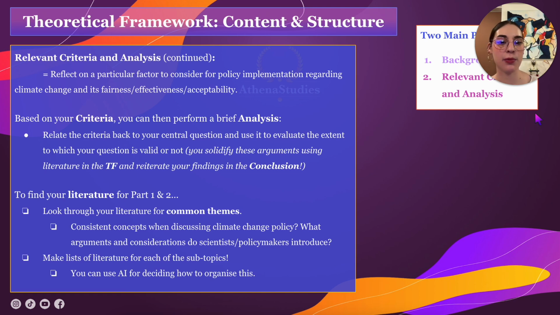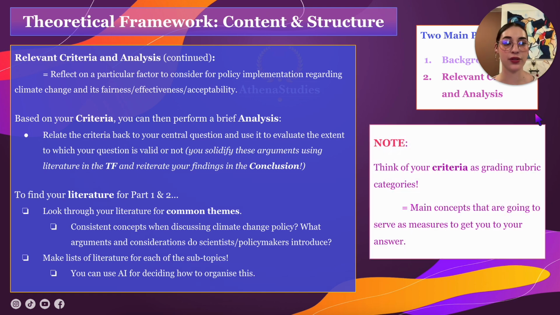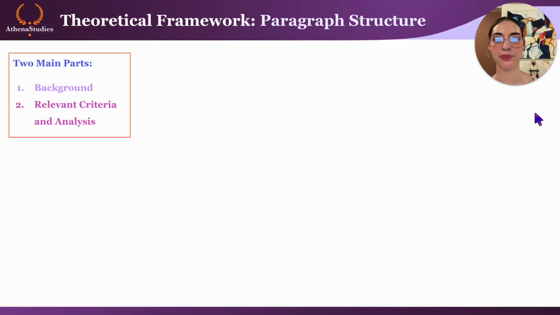And again, as a reminder, your criteria are sort of those grading rubric categories, so things that you can use to evaluate your research question based on the literature and based on evidence as well. Of course, to find your literature for part 1 and 2, again, I have some recommendations here, but you can just pause the screen and use those if you would like.